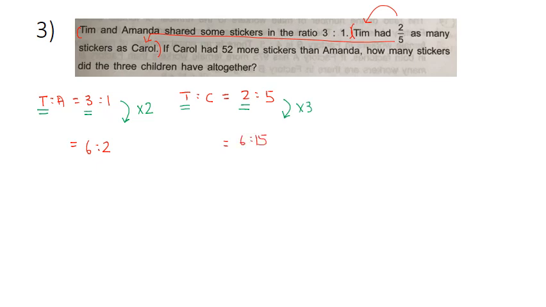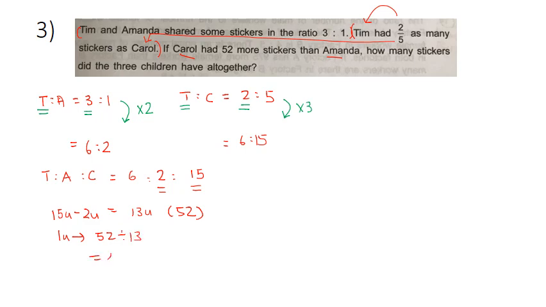Okay, now let's put the 3 quantities together. Tim has 6 units, Amanda has 2 units, and Carol has 15 units. Now we compare Carol and Amanda. The difference is 52. Let's take the difference between the two of them. We'll get 13 units, and this will be 52 stickers, which brings us to 1 unit equals 52 divided by 13 equals 4.